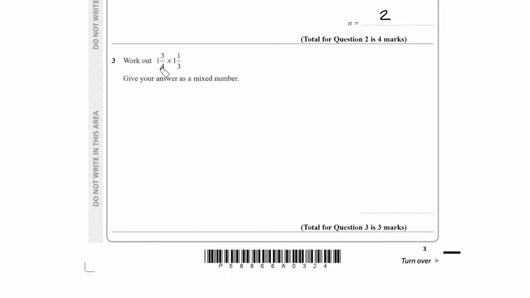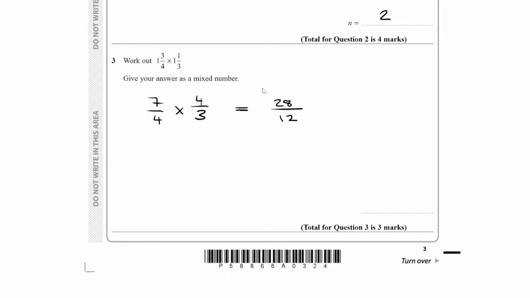So you would do the whole number times the denominator, so that's 1 times 4 is 4, obviously, and then add the 3, so that'd be 7 quarters. Multiply by 1 times 3 is 3 plus 1 is 4 thirds. And then obviously multiply, and we just go straight across, don't we? So the numerator would be 7 times 4, which is 28. And then 4 times 3 is 12 in the denominator.